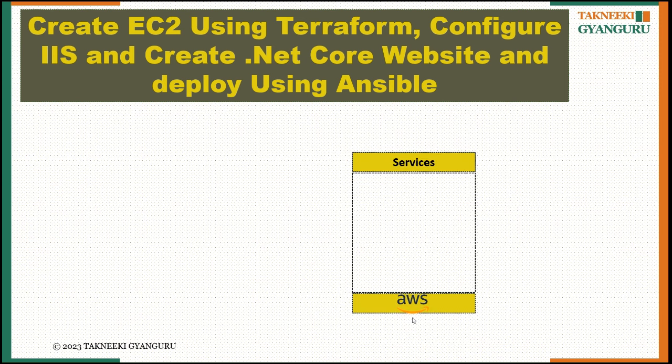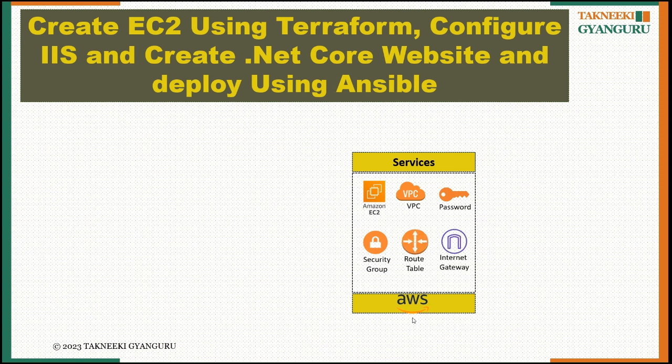So first of all, in AWS we need to create an EC2 machine, VPC, the Windows password, security group, route table, and internet gateway. Apart from this, there are a few more services that are required for the EC2 we will create. These services should be created in AWS.